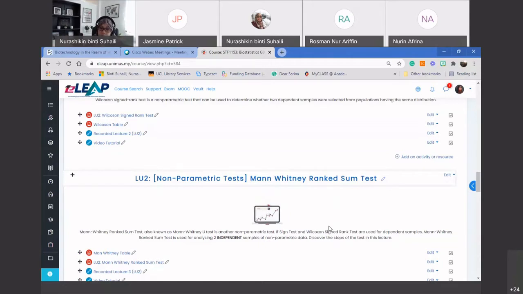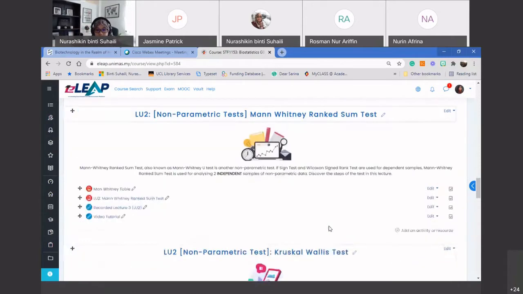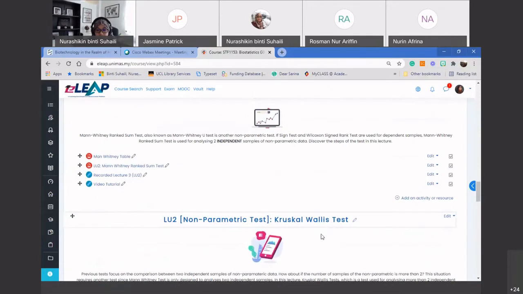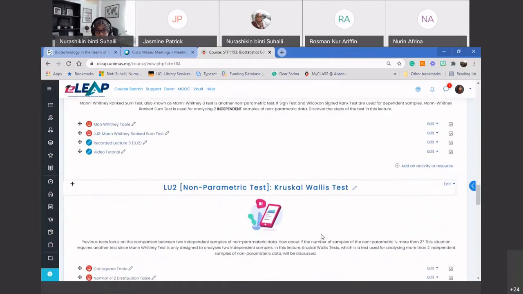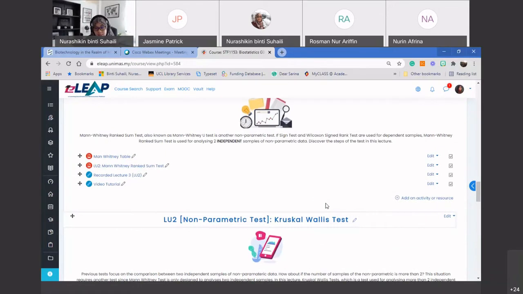Okay, so take note on the two. We are still comparing two samples. So today's lecture we'll move to another non-parametric test called the Kruskal-Wallis test. How is this test different from the Mann-Whitney test?